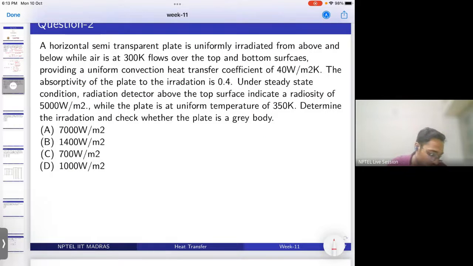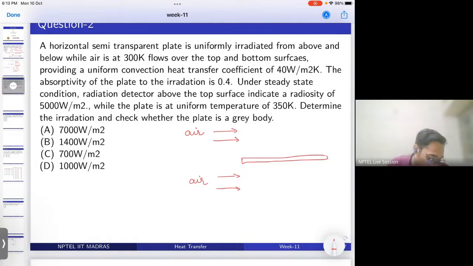A horizontal semi-transparent plate is uniformly irradiated, a similar kind of question. A plate is there. From above and below, it is uniformly irradiated, while air is flowing over both the top and bottom surface. So I have a plate here, and air is flowing at both top and bottom surface.